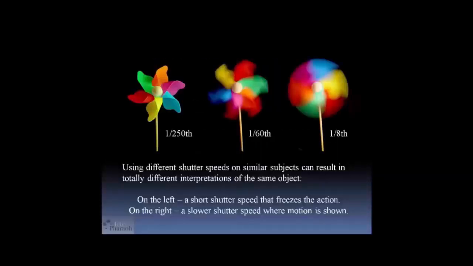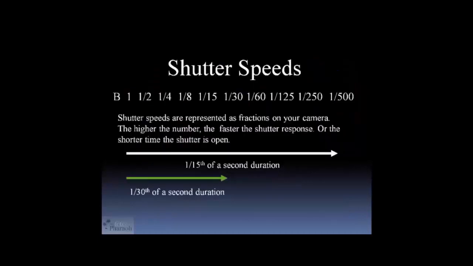A way to remember this is in the simple illustration of this pinwheel. 1/250th of a second will stop the action in mid-action, as it were, and show the pinwheel as if it was stopped. At 1/60th of a second, you still see the movement happening there, but the different colors are well defined. At 1/8th of a second, colors begin to blur, and a brand new interpretation of this pinwheel begins to take shape. This is a good example of how different shutter speeds affect the interpretation of a photograph.